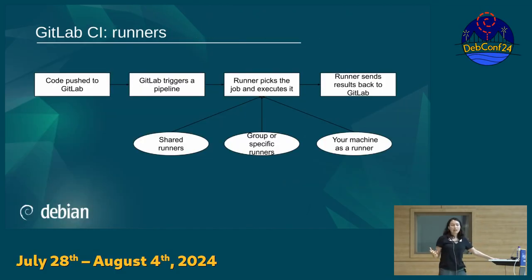So basically in GitLab-CI, we have what we call runners. So when you push your code, GitLab triggers a pipeline there, and runners listen for those and grab the jobs and execute them. Those runners can be shared runners, which are basically machines or Docker instances that are made available by the infrastructure to everybody in the GitLab instance to use. We have also group-specific runners. So for instance, if you have a team in Salsa and you want a faster machine, you can make available a specific machine just for your team. And you can also use your own machine as a runner.